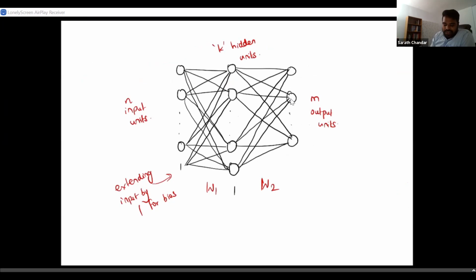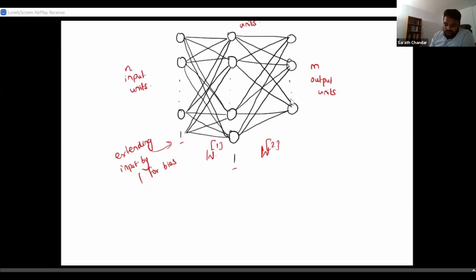And you can see that I add a 1 here, which is extending the input for the bias. So once you add the 1, then this W1 is also going to encompass the bias. Okay, so maybe this is wrong. As per our notation, it should be W1, W2. Okay, so now what is W1?